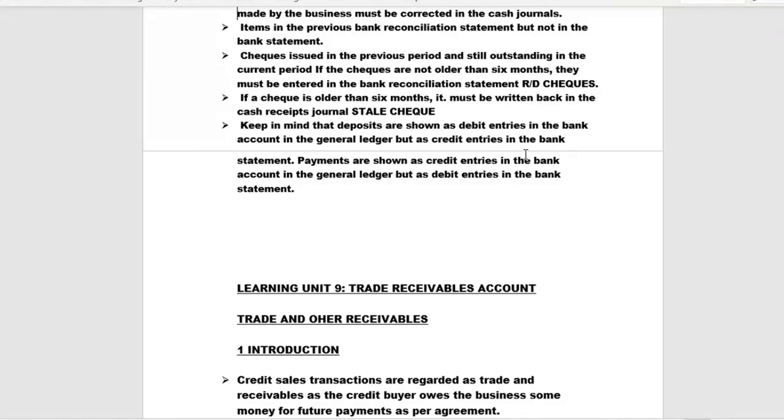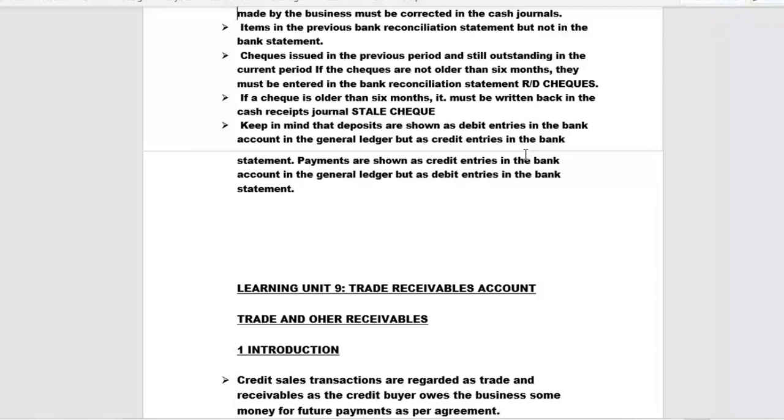Am I making sense? You will eventually. Yeah, there are four things that you are actually going to deal with. It's a cash receipts journal, it's a cash payments journal, and then you're going to balance your bank account, and then you're going to do the bank reconciliation statements.